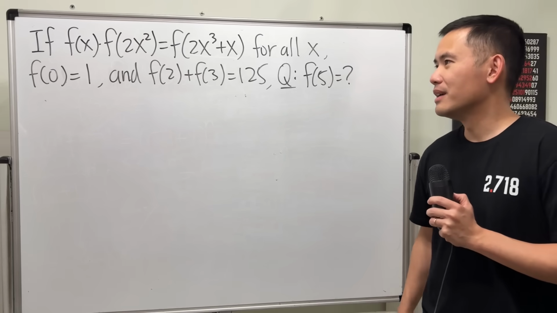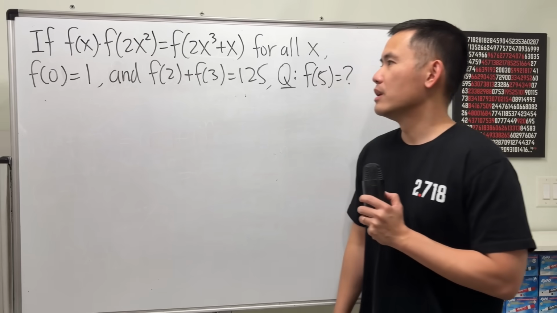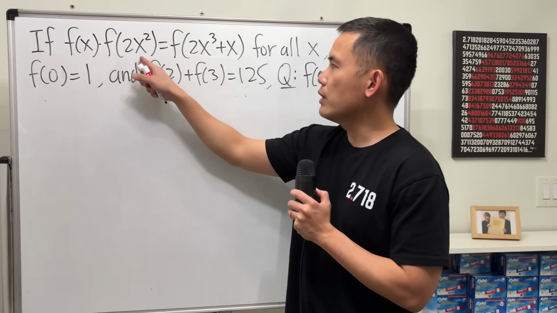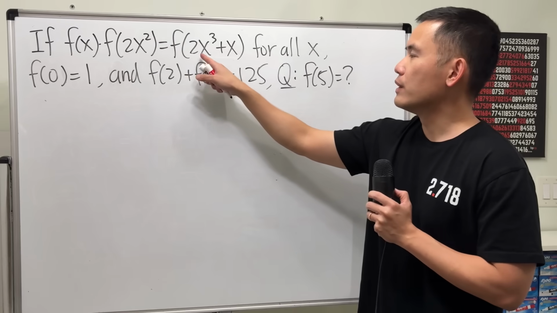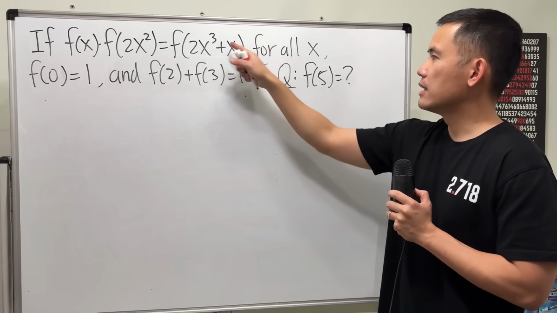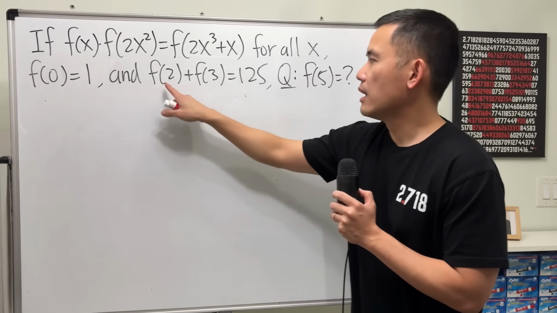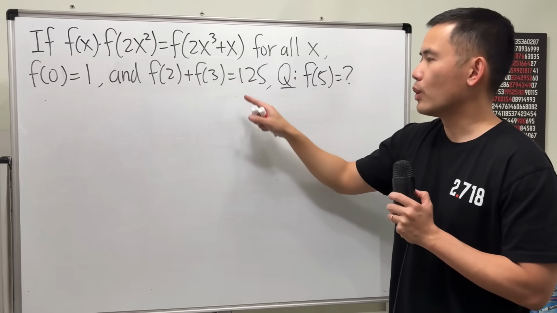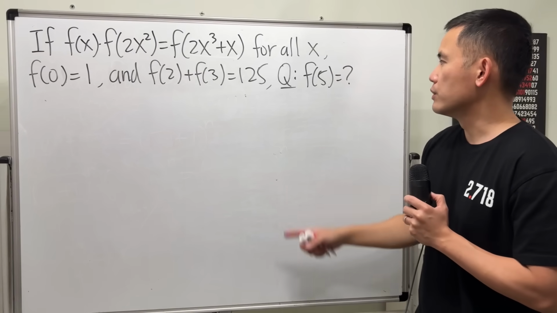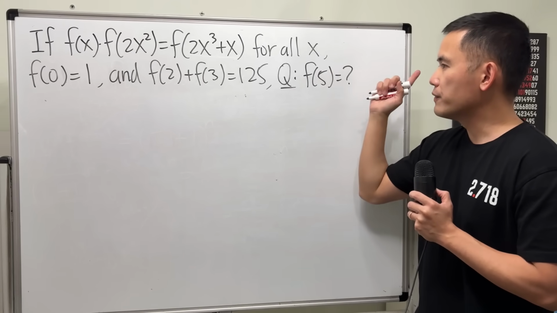Okay, let's have a look. So we have a functional equation. Given that f of x times f of 2x squared is equal to f of 2x cubed plus x. That's true for all x. And we know f of 0 is equal to 1. f of 2 plus f of 3 is equal to 125. And the goal is to find out the value for f of 5.